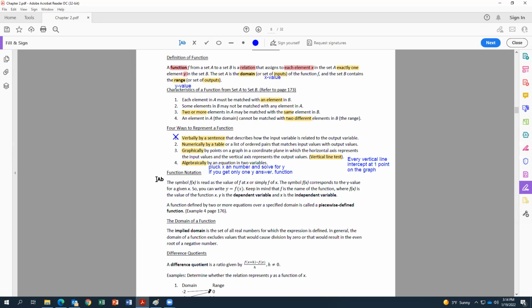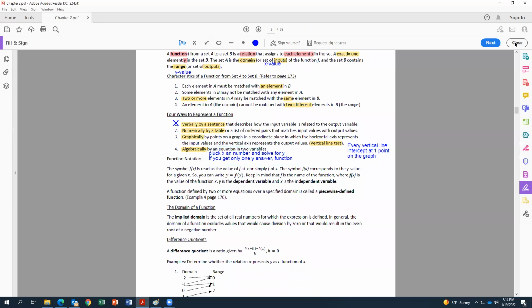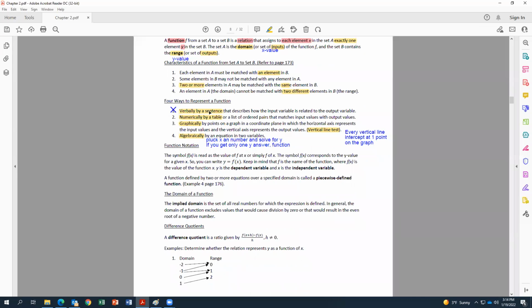What is function notation? If you find out that it is a function, then the notation we use here is f of x. This is pronounced as f of x. So f of x is the symbol for function. It is the same thing as y. Remember, you have y equals mx plus b that you learned in 2.1. You can replace y with f of x, which just means that y in this case is a function now.